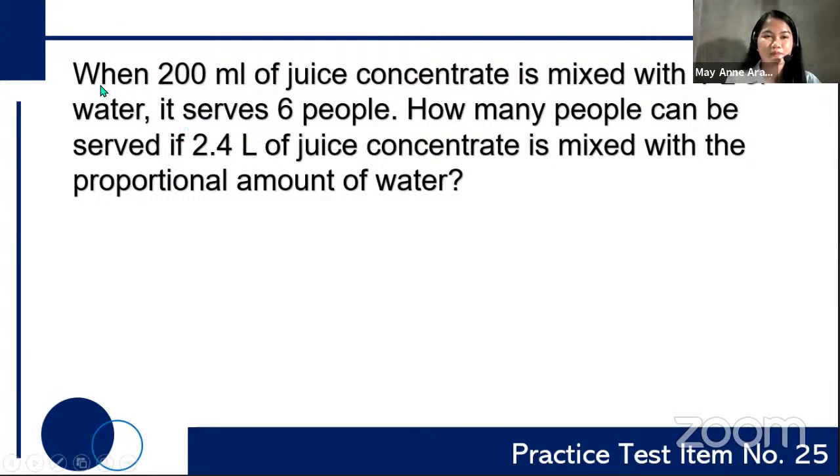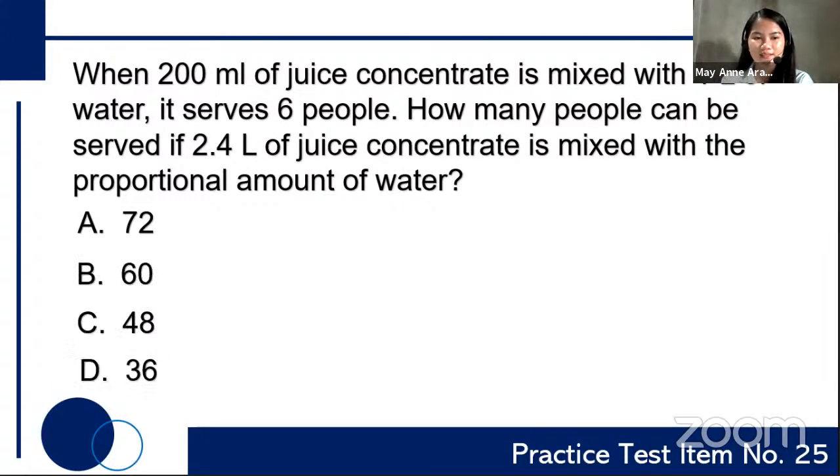Okay, next. When 200 ml of juice concentrate is mixed with 1 liter of water, it serves 6 people. How many people can be served if 2.4 liters of juice concentrate is mixed with a proportional amount of water? A 72, B 60, C 48, and D 36.